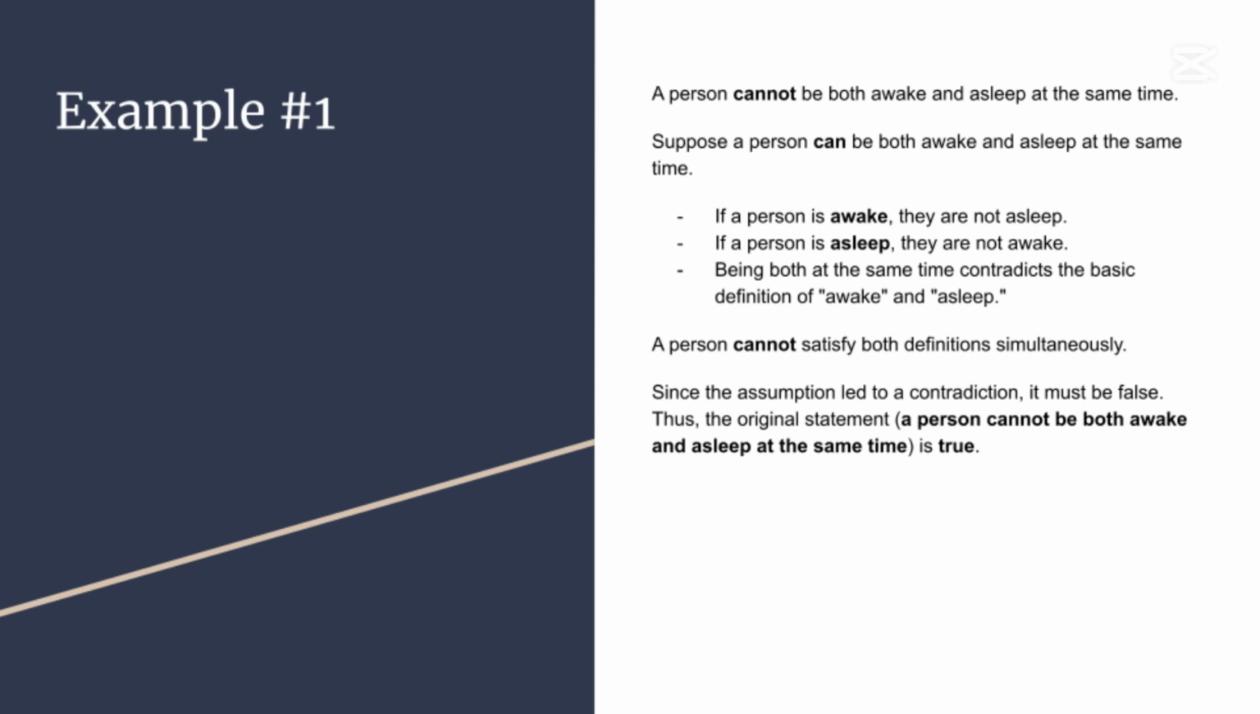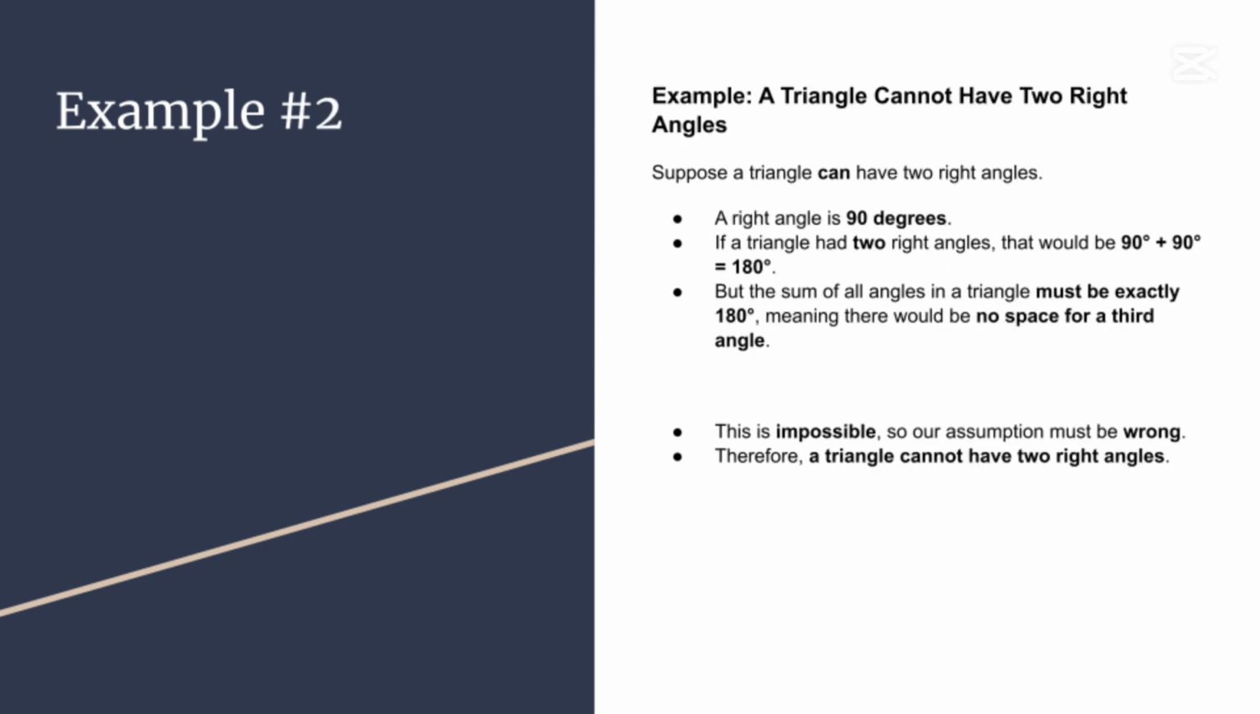If a person's awake, they are not asleep. If a person is asleep, they are not awake. This is using logical reasoning to explore the implications of the assumption. Since this arrives at a contradiction, then our original statement is true. This would be an example of a proof by contradiction.